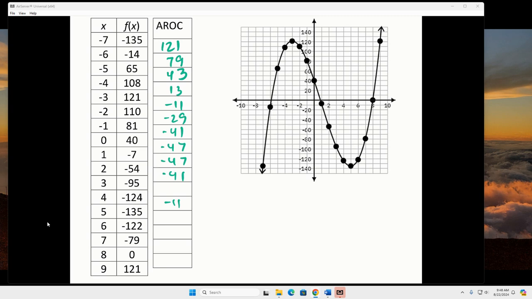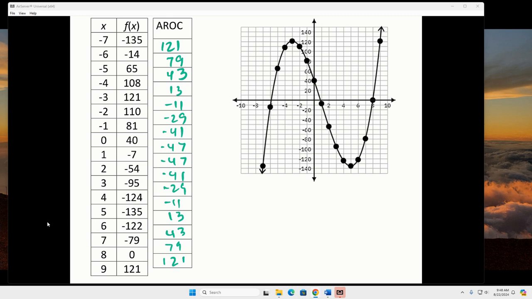5 to 6. Sorry, you're good. 6 to 7. Good. 7 to 8. Good. 8 to 9. Nice job. All right. Good. All right. So before we get to the other cards, I'm going to start highlighting these average rates of change.